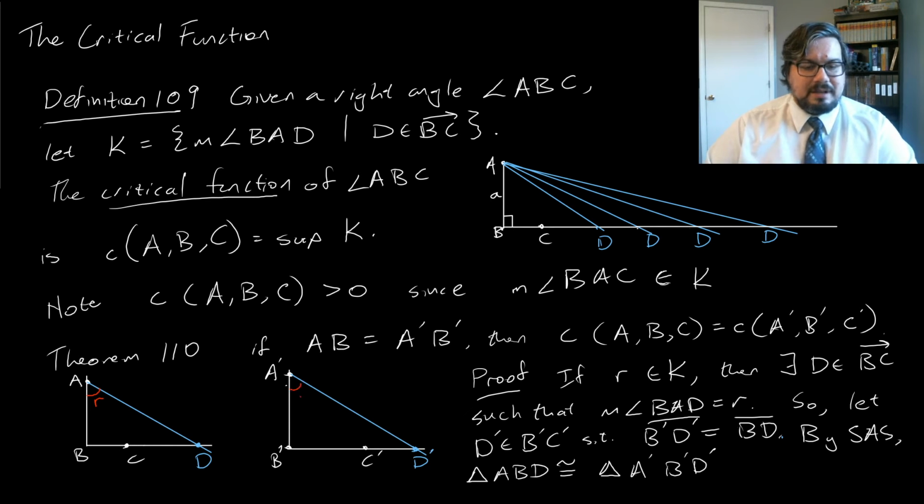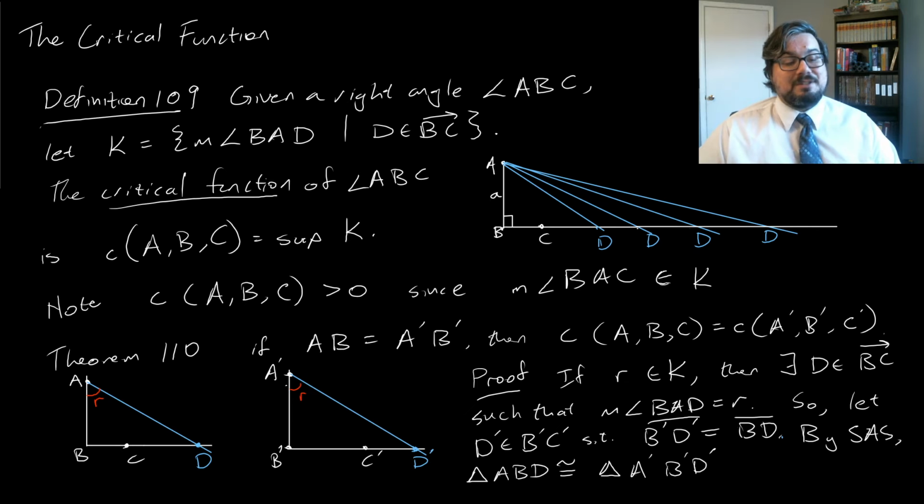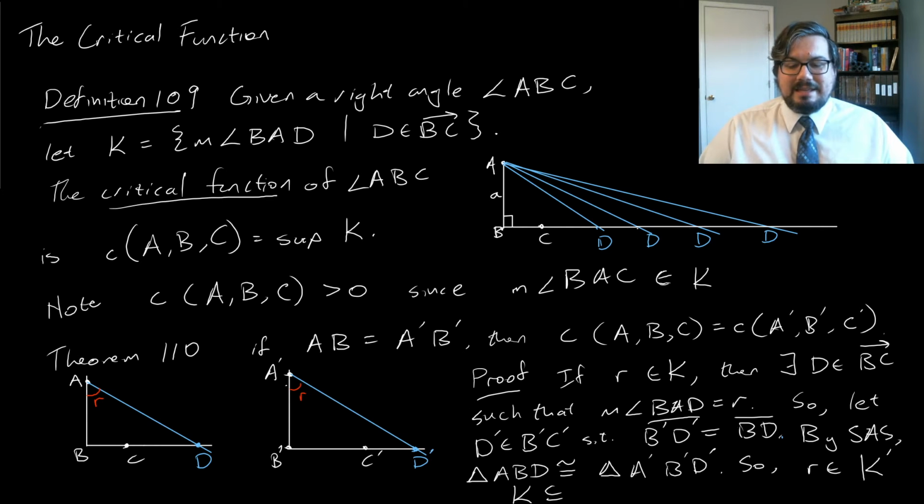which tells us in particular that this angle at A prime is congruent to the angle at A. So that tells us that R belongs to K prime, where K prime is the set of angles defining the critical function for the A prime, B prime, C prime angle. This tells us that K is a subset of K prime, but of course we can reverse all of these arguments to show that K prime is also a subset of K. So in fact, K and K prime are equal sets, and therefore their suprema are equal.